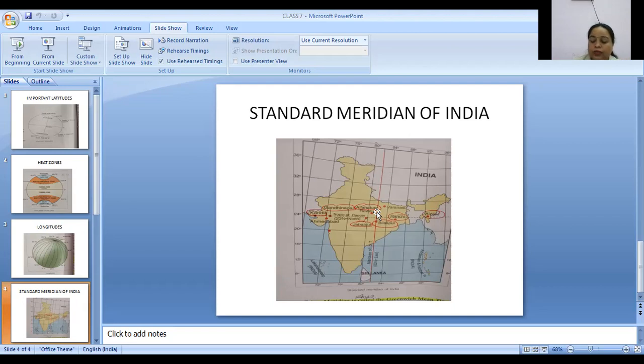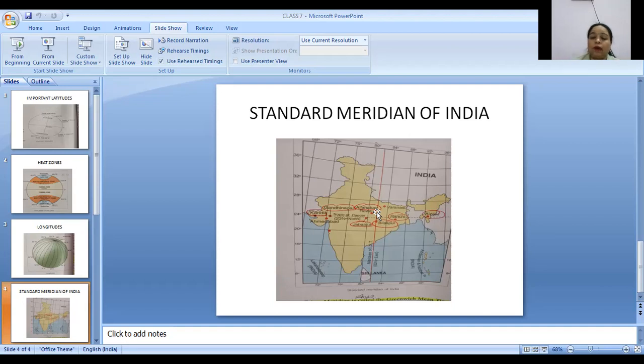Okay, so we have solved the problem that if there is a time difference within a country, we take the central meridian, and the time on that meridian is taken as the standard time for the whole of India.